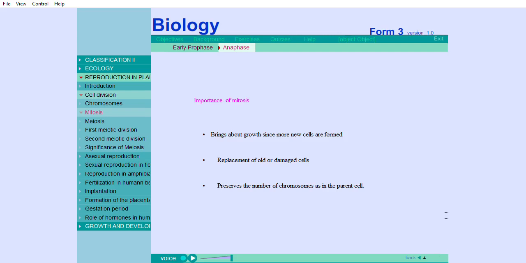Importance of mitosis. It brings about growth since more new cells are formed. Replacement of old or damaged cells. It preserves the number of chromosomes as in the parent cell.